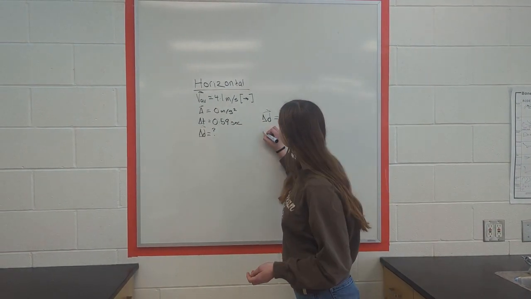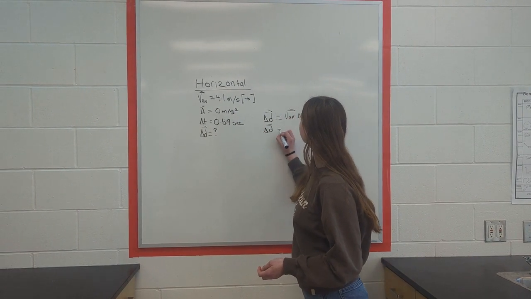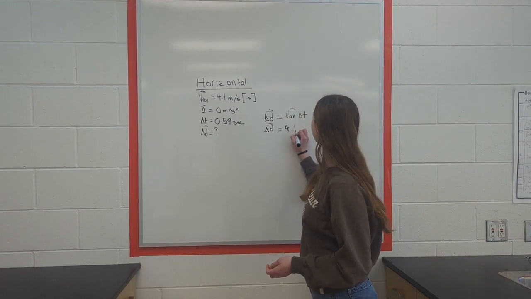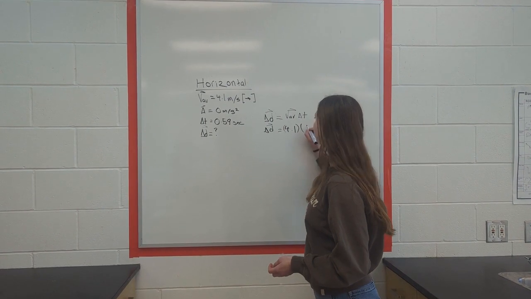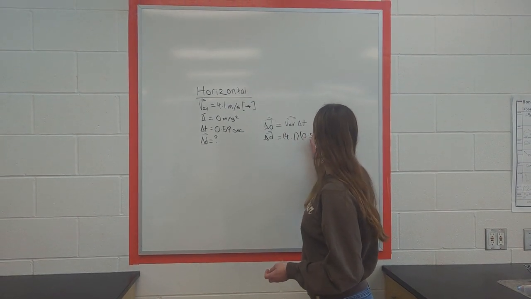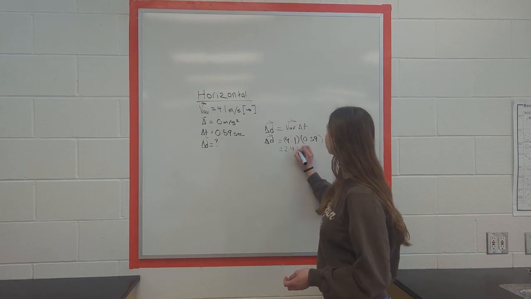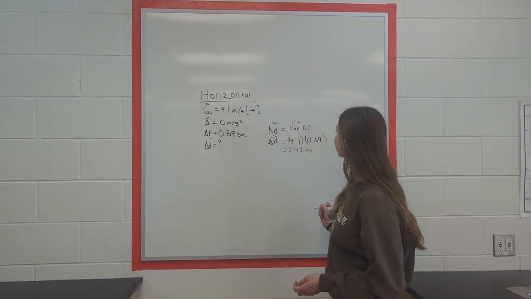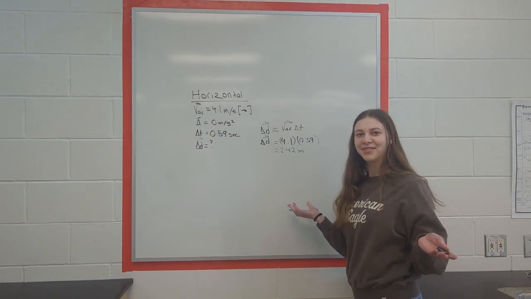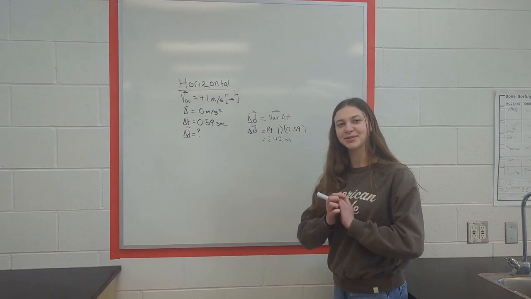So for this, we don't know the displacement. The average velocity is 4.1. Multiply it by time, which is 0.59. If we calculate this, we will get 2.42 meters. And that's all that we have to do to solve for the horizontal displacement of the ball. Now we know how far the ball traveled before it hit the ground. That was easy peasy. Hooray!